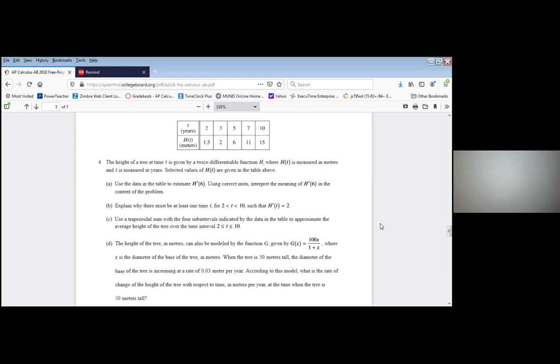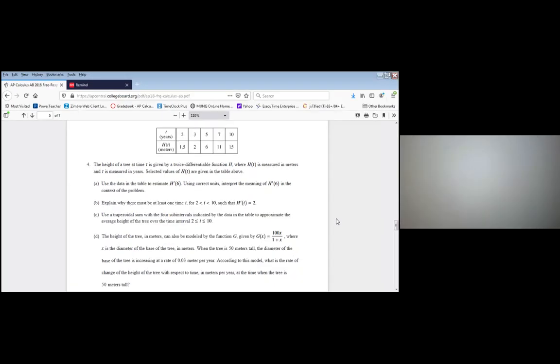I will tell you that part D is a related rate problem. We should be able to get through A, B, and C with not much difficulty. And part D is a related rate. So think about what it means to solve a related rate. It is 7:04. We will talk at 7:15. Ready, go.